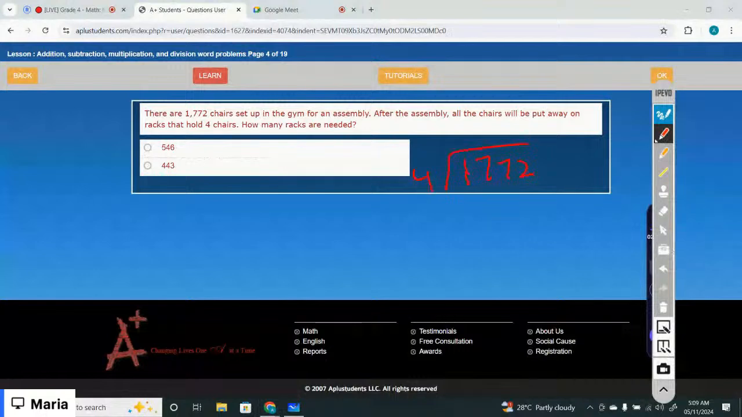So you have to actually divide, right? You need to count 4 until 17. So we can go for 4 times 4 is 16. 17 take away 16 is 1. Bring the next digit down. That is again 7.